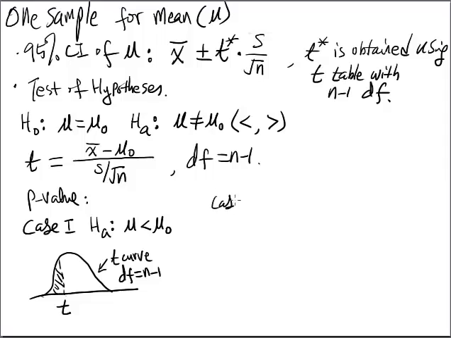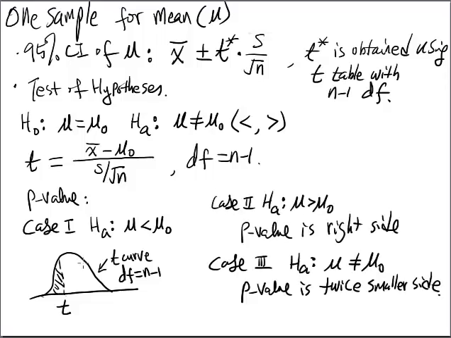Case 2. So the left side plus right side should be 1 because the total area under the t curve is 1. Okay. Alright. Why is this situation? P-value is this. Okay. Alright. Let's go to the next page.